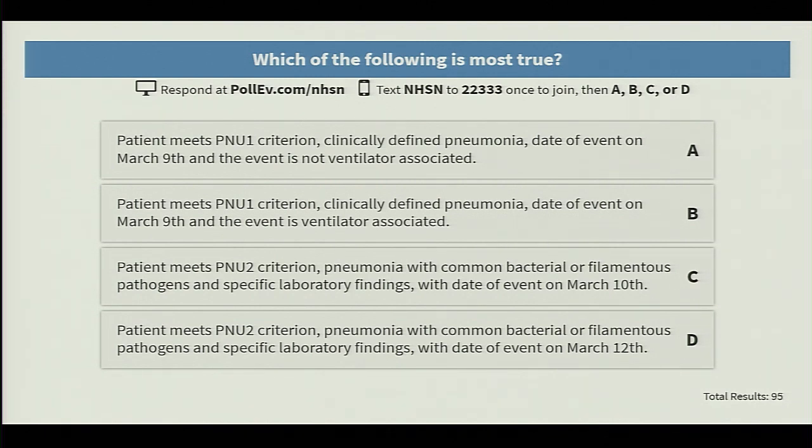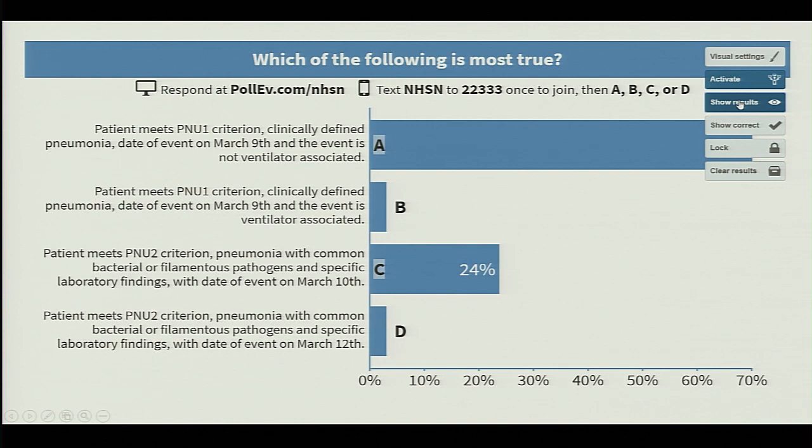All right. Let's see what we have. So we've got a little bit of a split decision here.